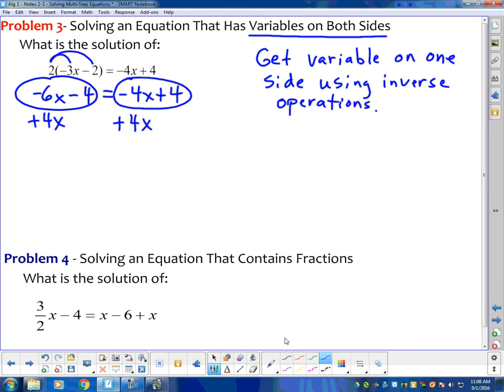Negative 6x plus 4x is negative 2x, so I'm only adding the 4x to the x term because they are like terms. I do not add the 4x to the negative 4. I just bring that down and copy it. And then I have over here the negative 4x and the 4x cancel, leaving just 4. And so there it is. I've got the x term on the left, and I'm ready to solve my two-stepper here. So I add 4 to each side.